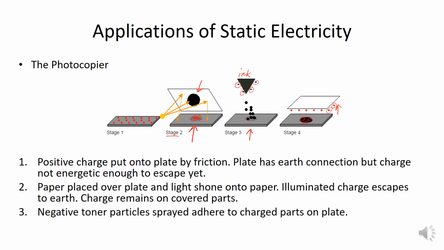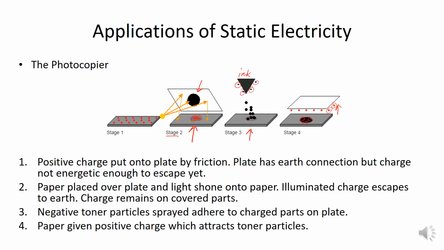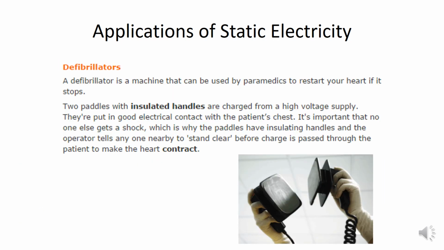Negative toner particles are then sprayed and they adhere or stick to the charged parts on the plate. And finally, the paper is given a positive charge which attracts the toner particles. And then you have replicated or copied your original pattern.